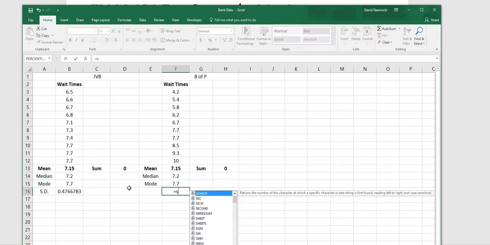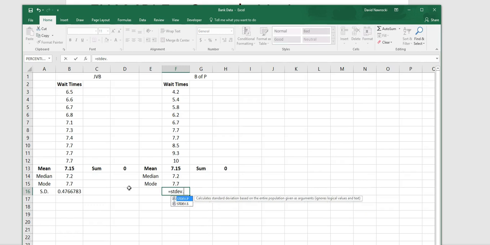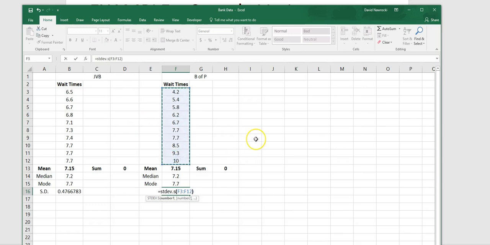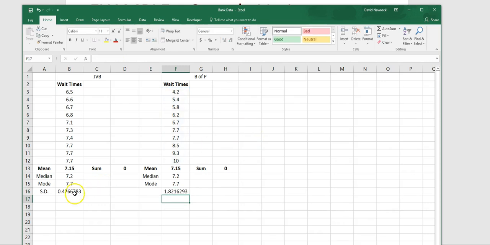So equals STDEV.S for a sample. Highlight our values here, close that off, and hit Enter. And there we go. So we see that our standard deviation for the Jefferson Valley Bank is 0.47, while our standard deviation for the Bank of Providence is 1.82. So, and that's sort of what we expected.